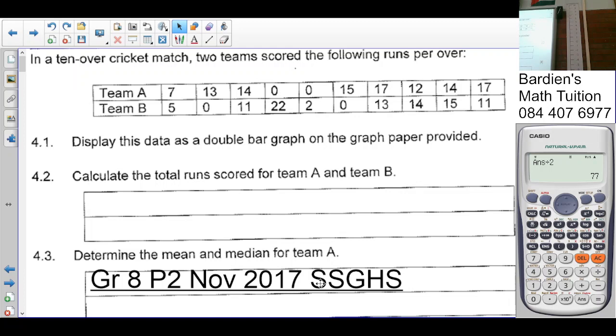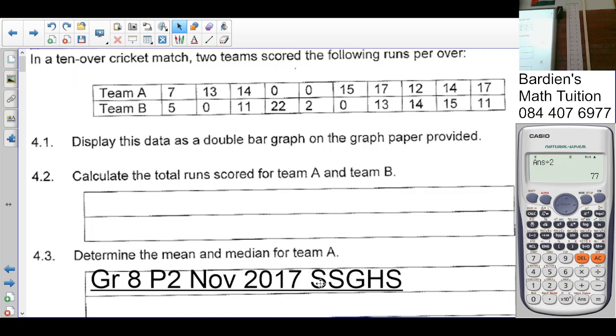Okay, let's look at this question here. In a 10 over cricket match, you guys watch cricket? No. Cricket. Okay, anyway, this is how it goes. In a 10 over cricket match, 10 teams scored the following runs per over.